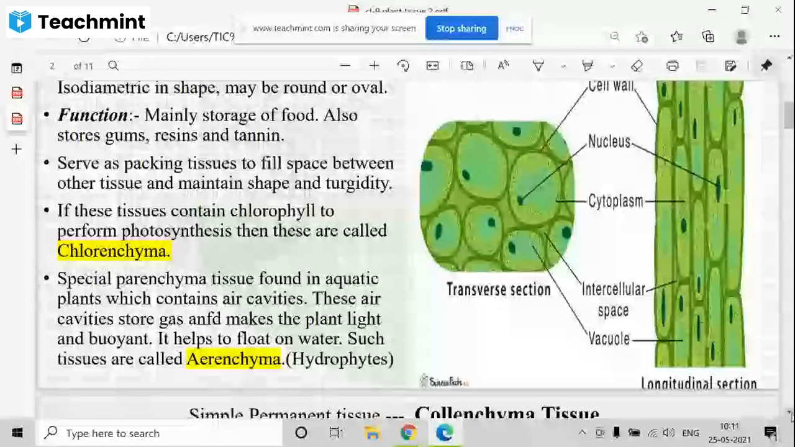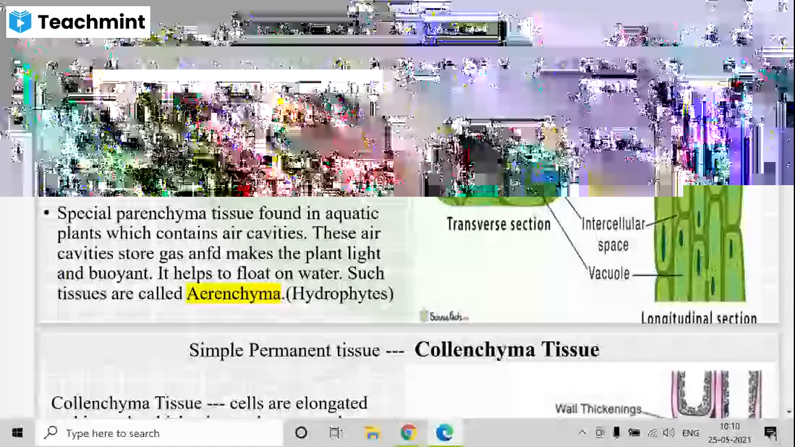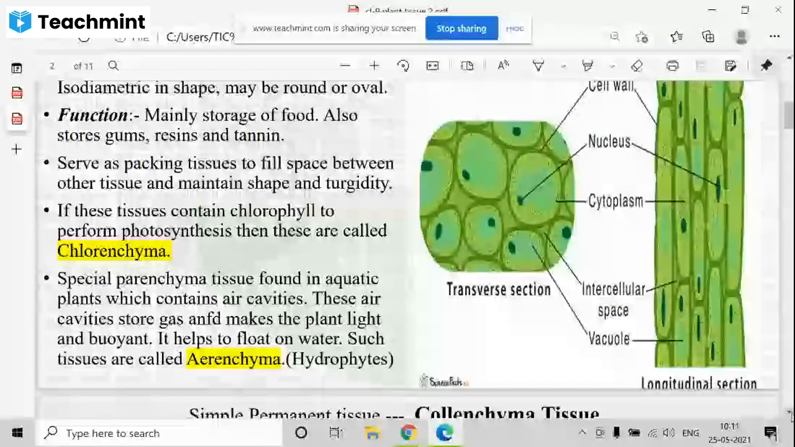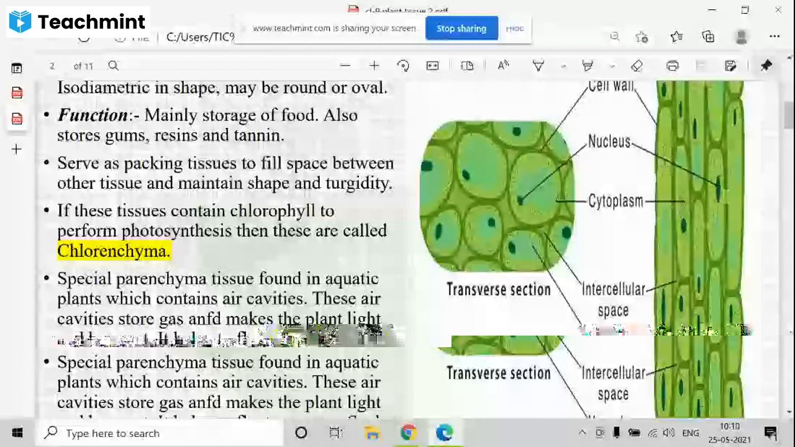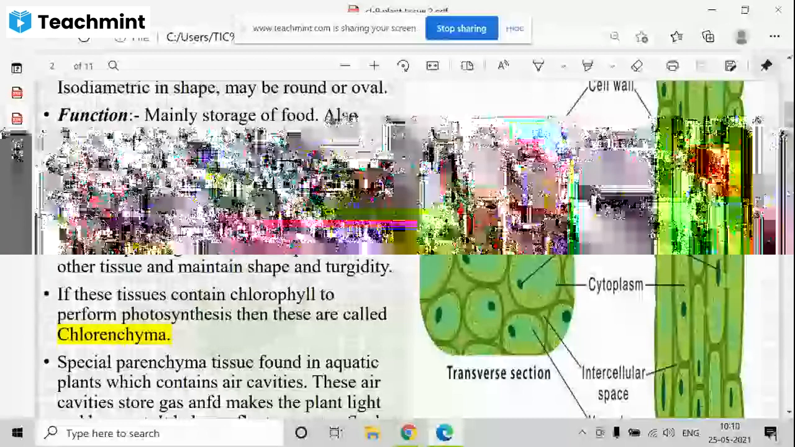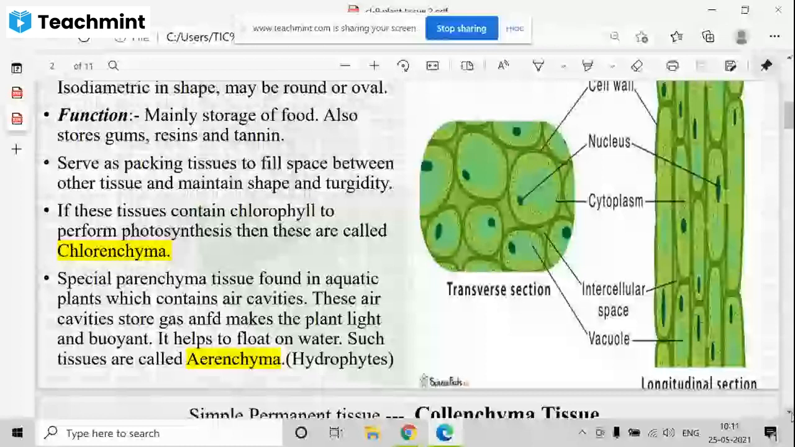Air cavity means in the tissues there are some air spaces. In between tissues, there are some spaces where they can retain air. And they are spongy in nature. If you squeeze it, you will find it spongy. These air cavities help them to float on water.